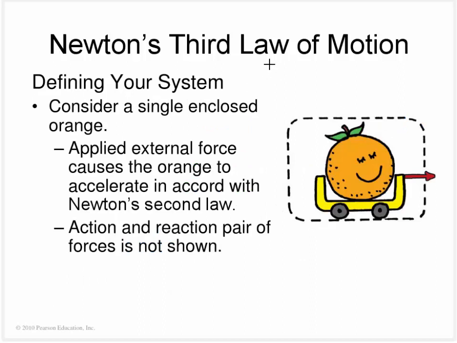One thing that's tricky about Newton's third law is defining what the system is. Suppose we have this orange, and we're going to say that our system is just this dashed line. Then here we see an external force on the orange, and so we would expect it to be accelerating. Inside of the system, there are forces involved, but we do not care at all about these forces. If you think about it, the cart's pushing the orange forward, the orange is pushing back on the cart. These are action-reaction pairs, but we don't care about them. They are inside of our system.